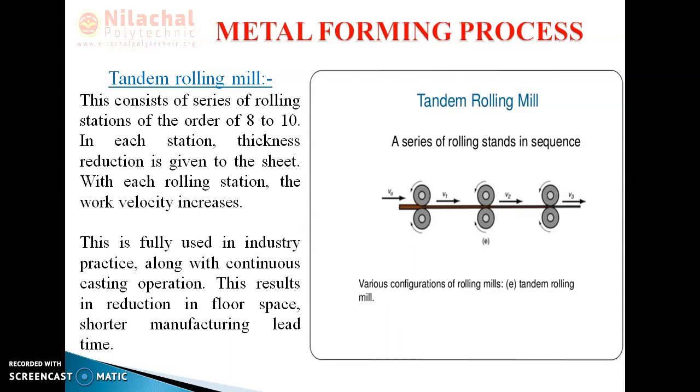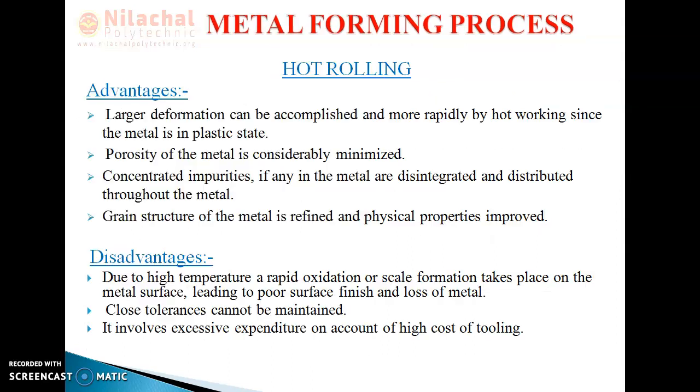This arrangement is having a very high production rate. That means if we are using tandem rolling mill, then the production rate is maximum in comparison to the other 4 types of rolling mills. Now, you can see in this slide we are having hot rolling and cold rolling.